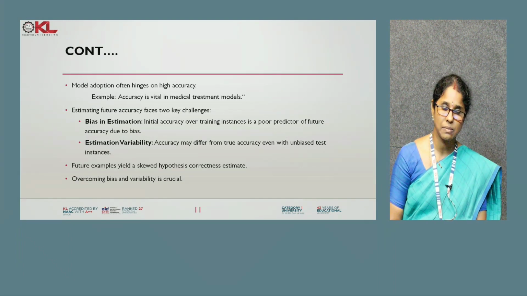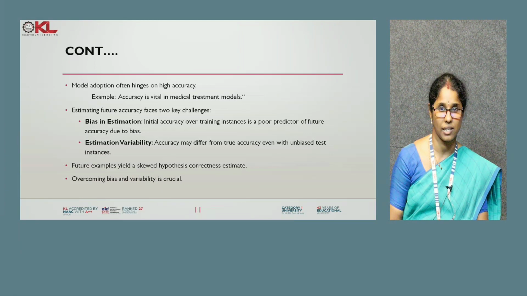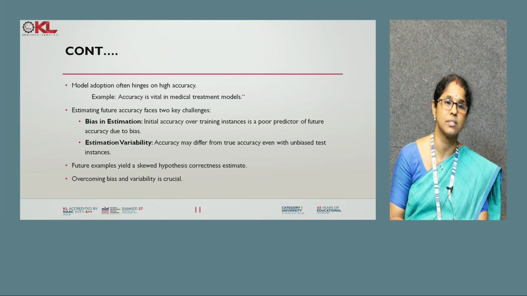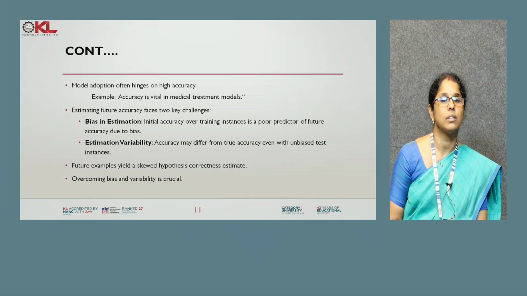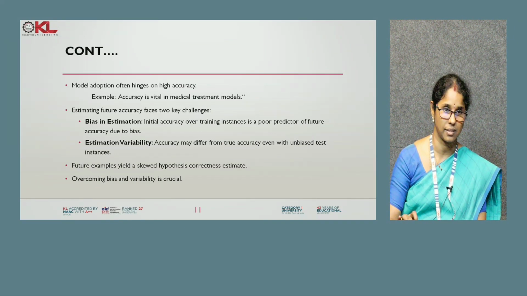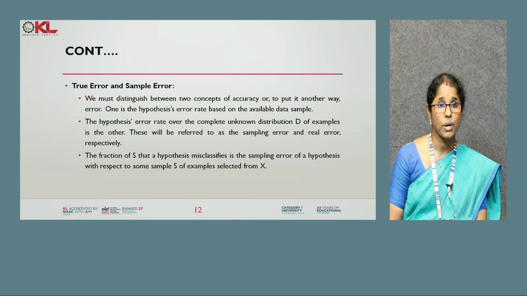So what is bias in estimation? The initial accuracy over training instances is a poor predictor of future accuracy due to bias. It's an estimation that you have made over your training instances, but it is a poor predictor of future accuracy because there is some error present within the initial data that you have chosen. And then estimation variability. This may differ from the true accuracy even when unbiased test instances are present. So you're talking about two things here: true error and sample error. What is true error and what is sample error?